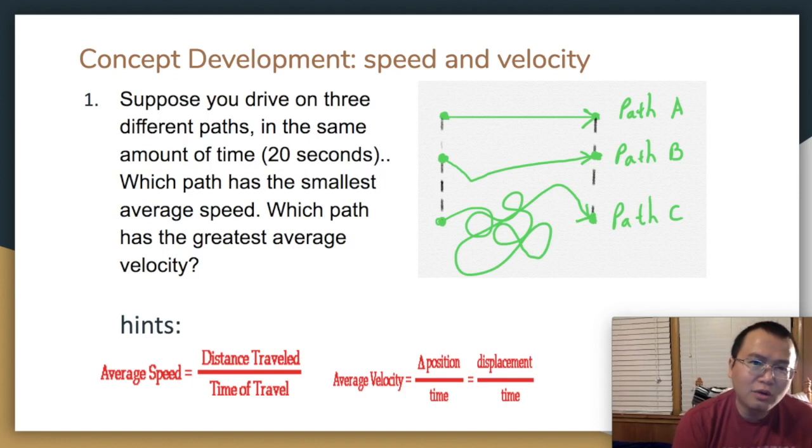Suppose you drive on three different paths in the same amount of time, 20 seconds. Which path has the smallest average speed? Which path has the greatest average velocity? Pause the video, see if you can answer the questions. Let me try.